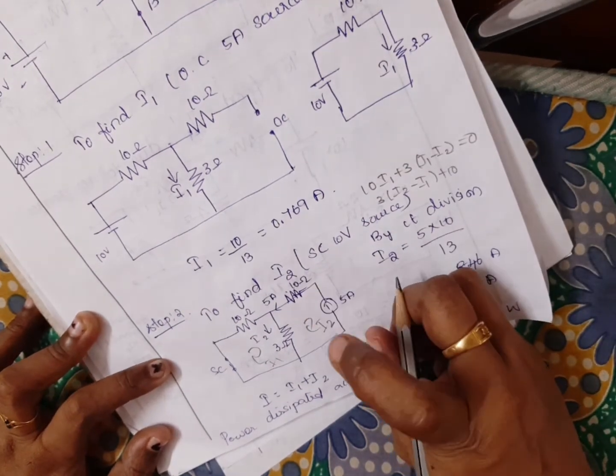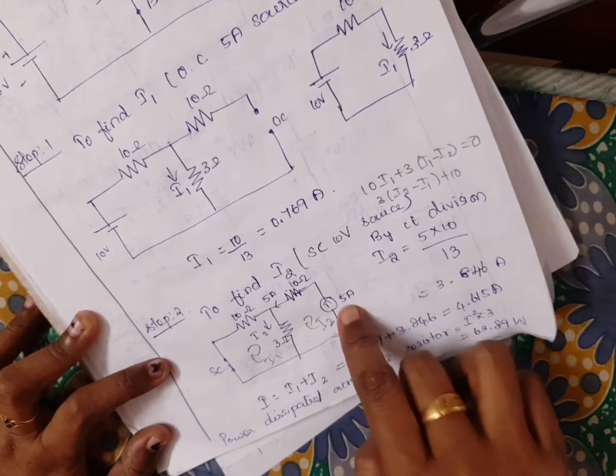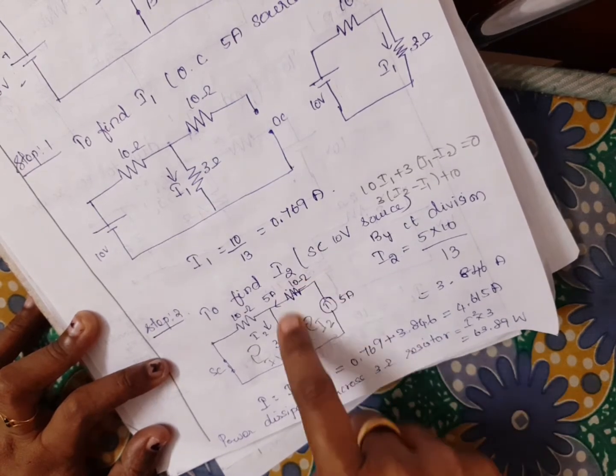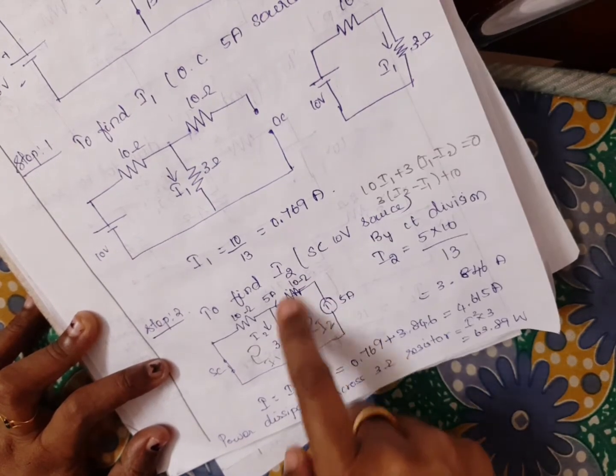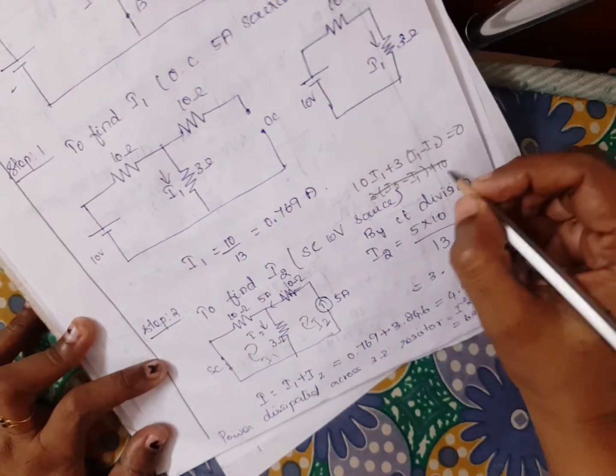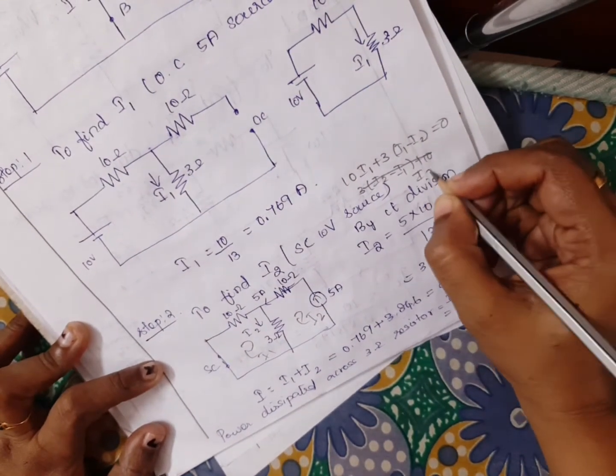What is the value? So see here, in this loop, what is the current? Because here is the current source, the loop current is the same. So in the loop, what about the I2 current? I2 is equal to 5 ampere.